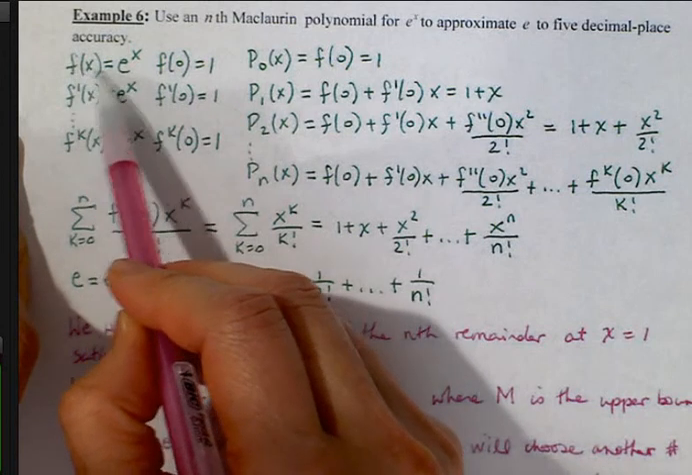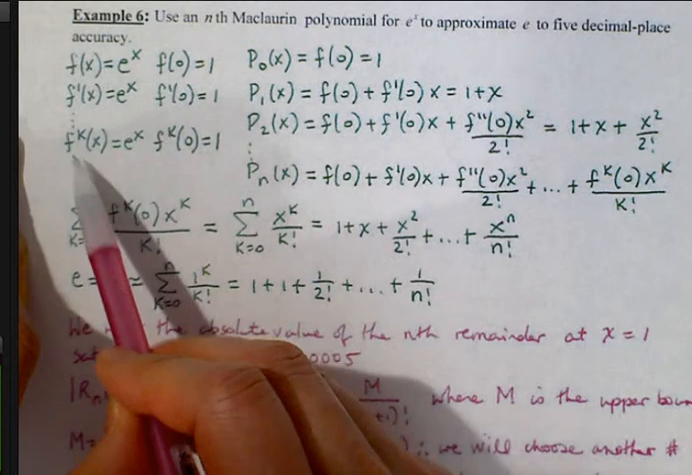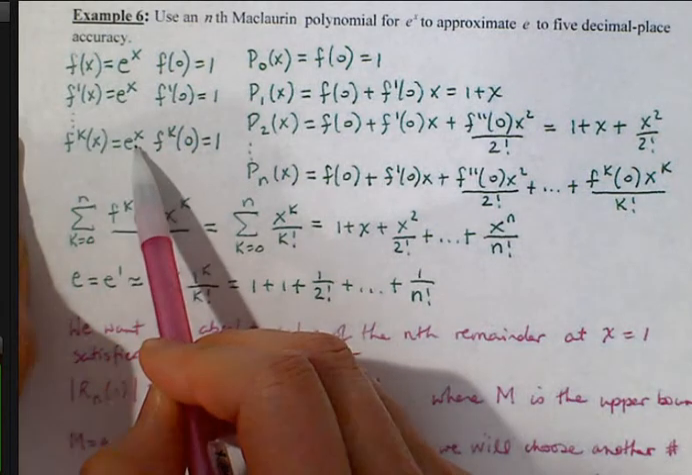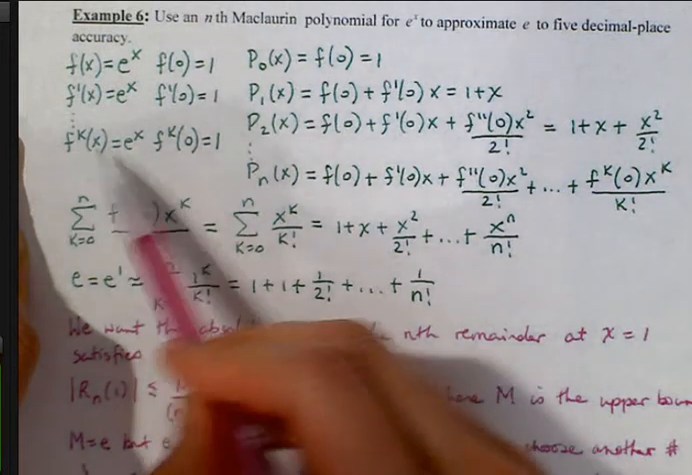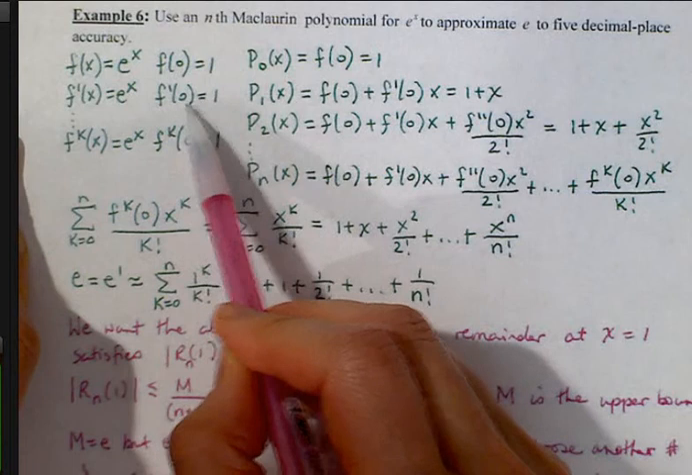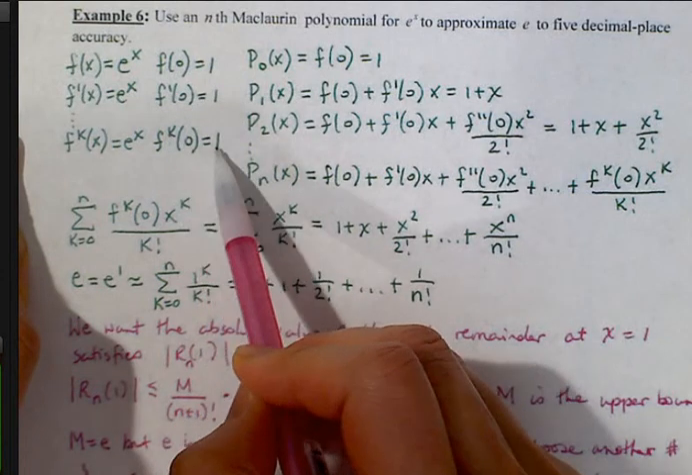So I have f of x is equal to e to the x, f prime of x is equal to e to the x, and any derivative of e to the x is just going to be e to the x. So f of 0 is equal to 1, f prime of 0 is equal to 1, and the kth derivative of f at 0 is equal to 1.